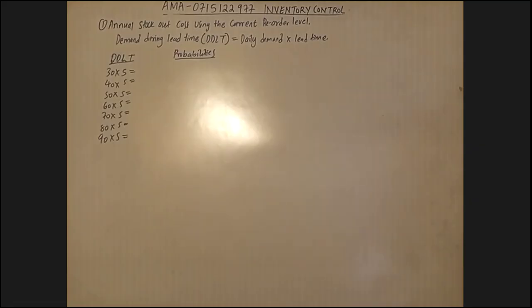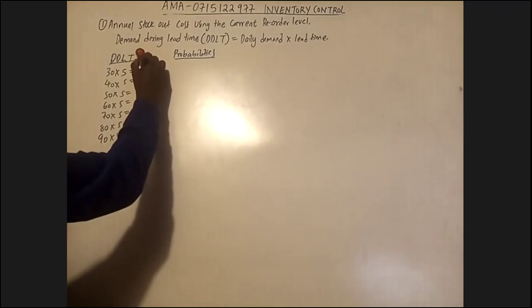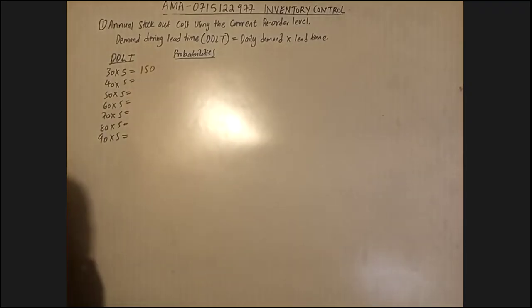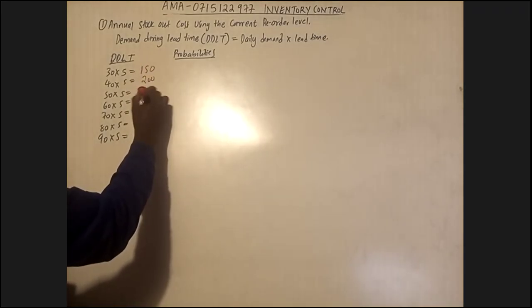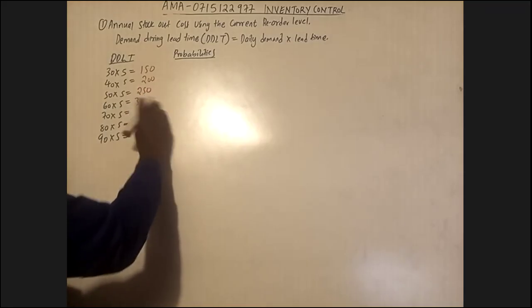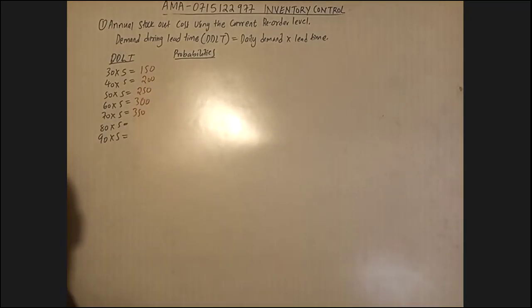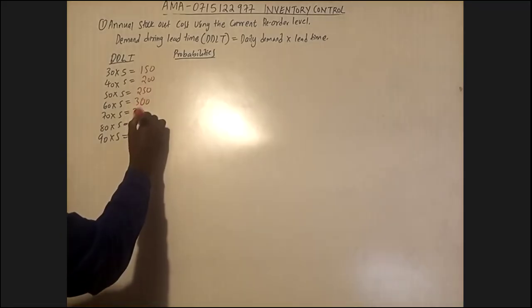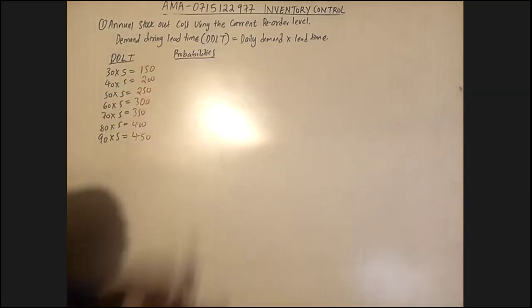So 30 times 5 is 150. 40 times 5 is 200, 250, 300, 350, 400, 450. Now we need to determine the stock out cost using our current reorder level.